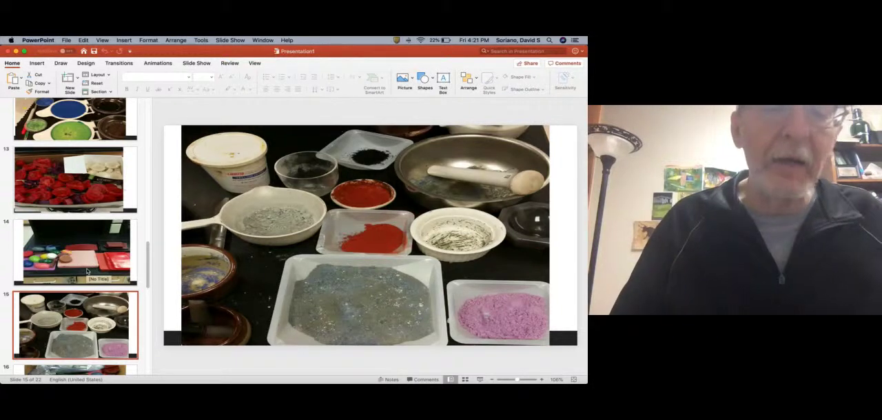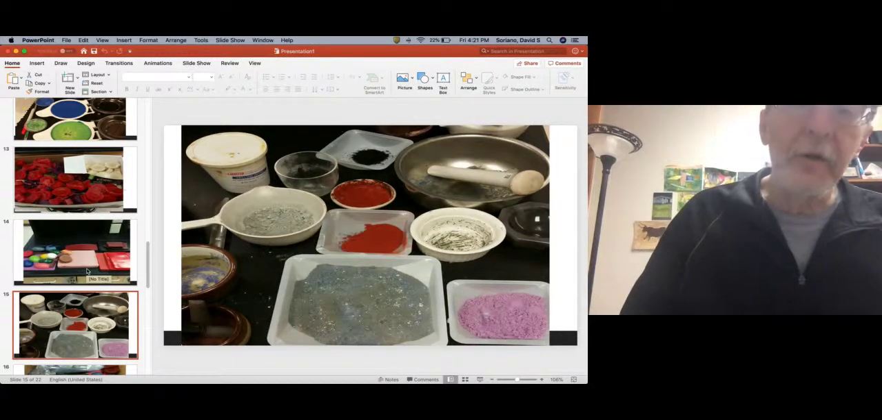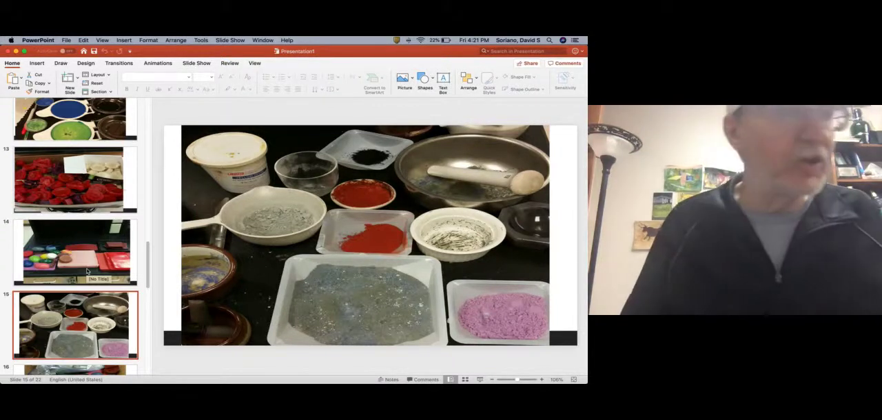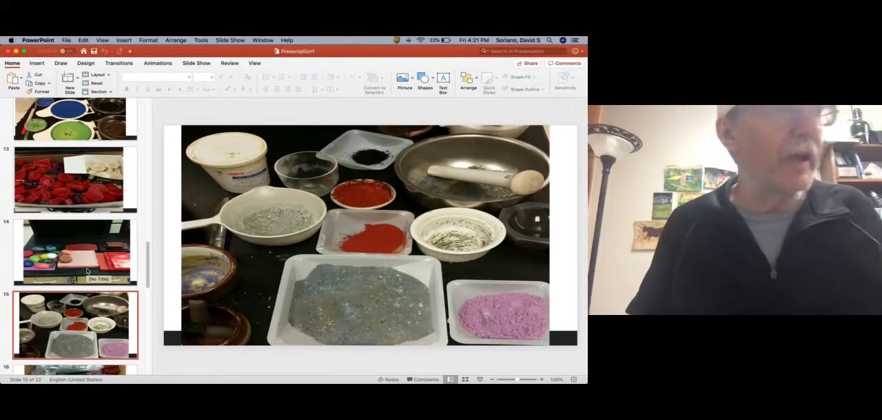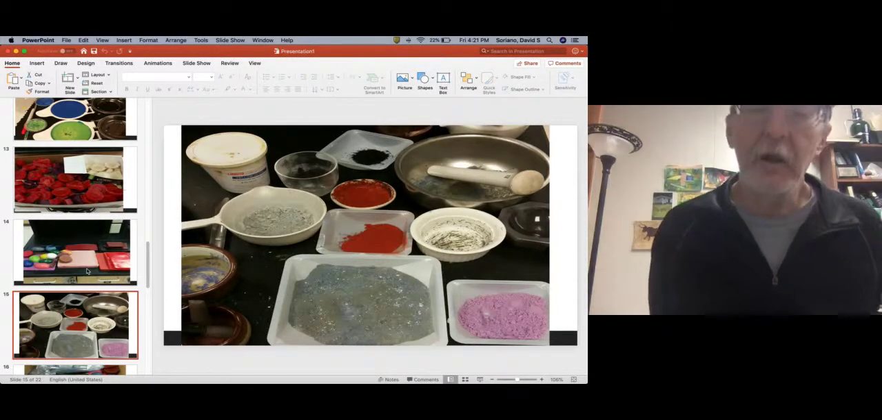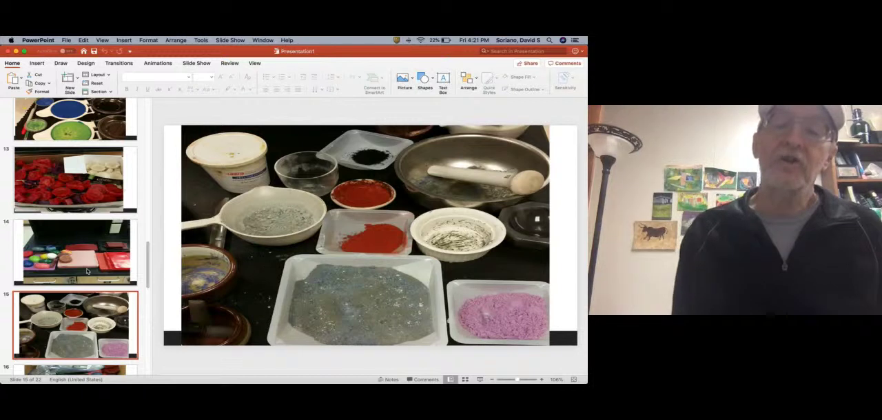Here we see some pigments. The purple one in the lower right corner is a cobalt phosphate. We stay away from the arsenic, of course, and the cadmium and the lead, but that's a fairly benign cobalt. You can get blue or purple very easily from it.